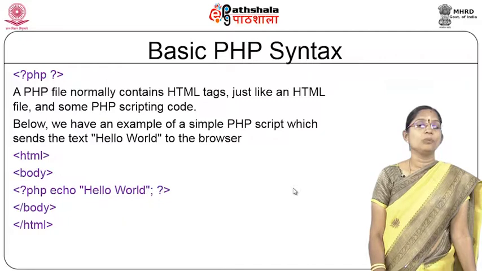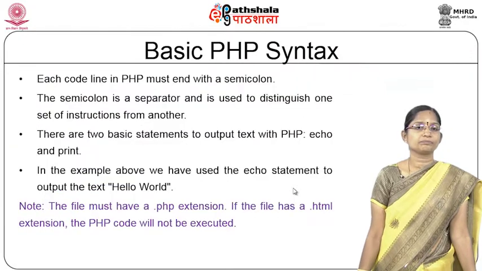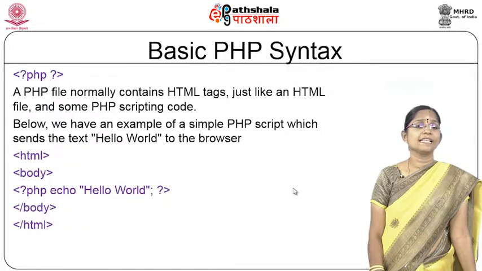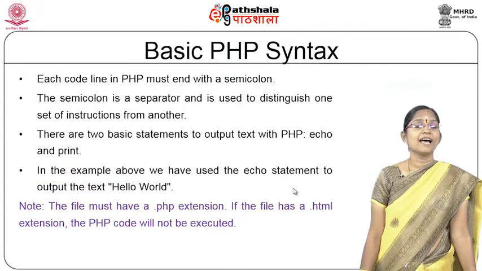Okay. So hello world will be the output for this. Now from the above syntax, you can understand that each PHP code line has to be ended with a semicolon, because semicolon is a separator which is used here to distinguish one set of instructions from the other. Then there are two basic statements to output text with PHP.